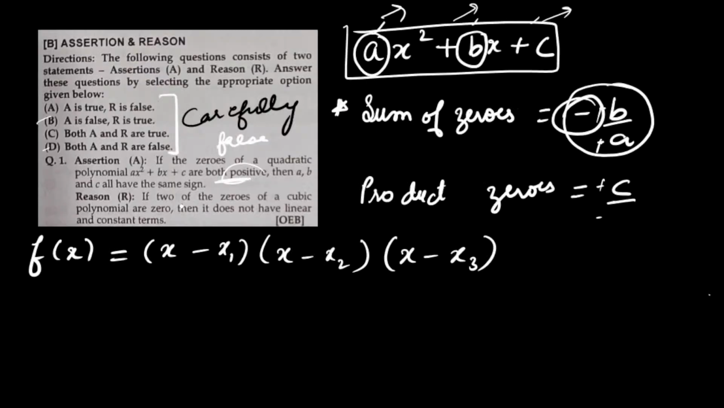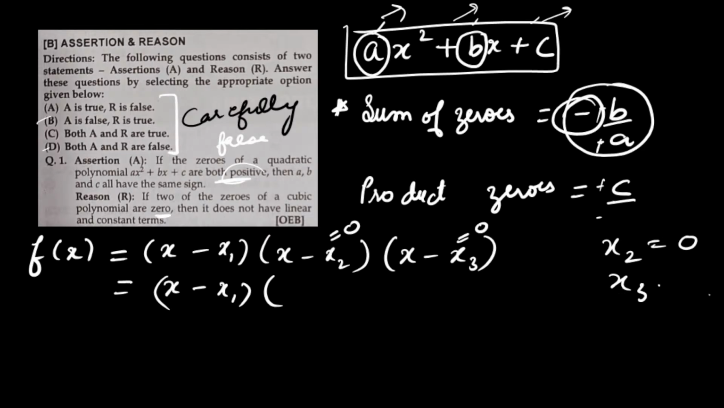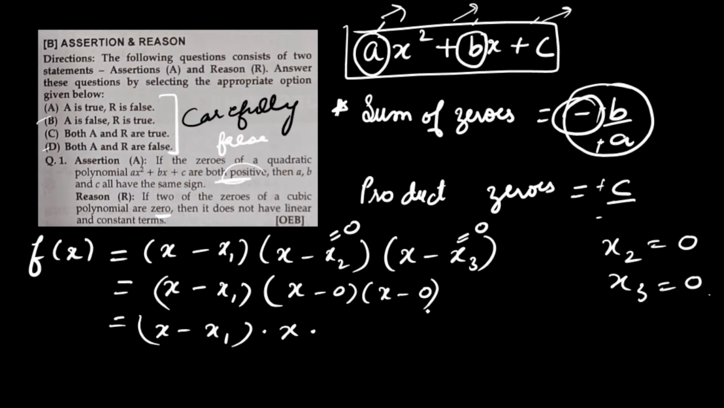Now what does this question mean? If two zeros of a cubic polynomial are 0, it does not have a linear term and constant term. Let's simplify this. I will write x1 as it is. They have mentioned two zeros are equal to 0. So I am writing x2's value equals 0 and x3's value also equals 0. So here what will I get? x minus 0, and here also x minus 0. So (x minus x1) into (x minus 0) is x, again x minus 0 is x. So x into x, I'll get x square.